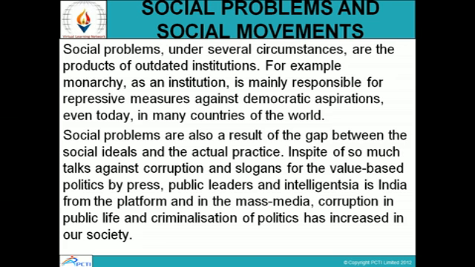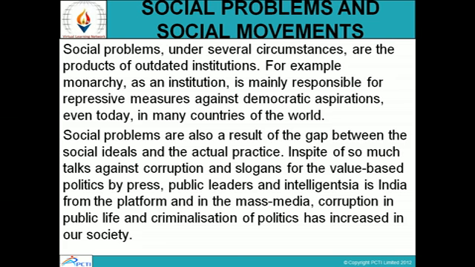Now, social problems and social movements. Social problems under several circumstances are the products of outdated institutions. For example, monarchy as an institution is mainly responsible for repressive measures against democratic aspirations, even today, in many countries of the world. Social problems are also a result of a gap between the social ideals and the actual practice.